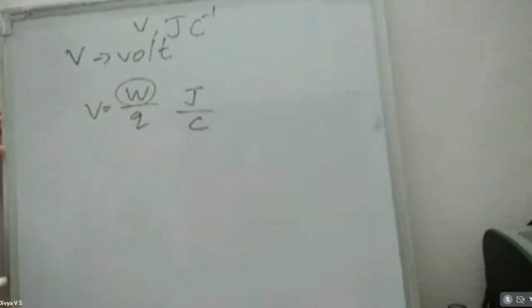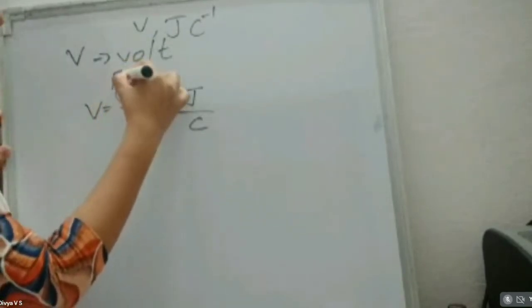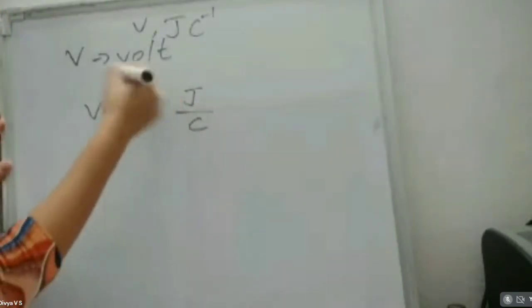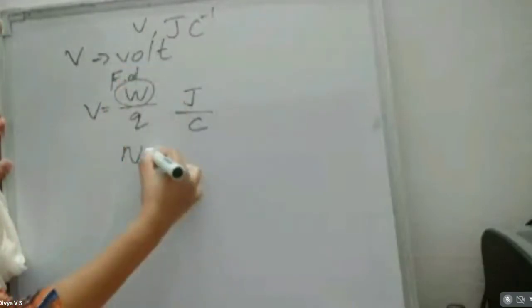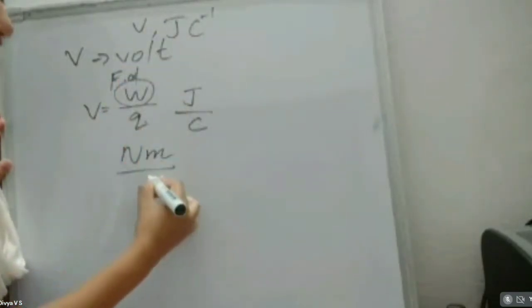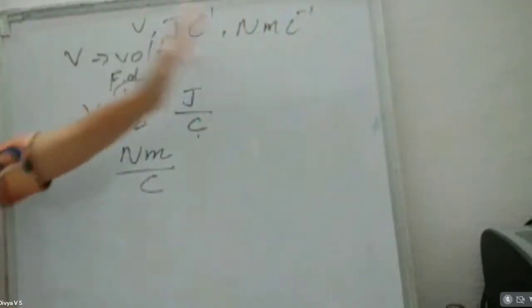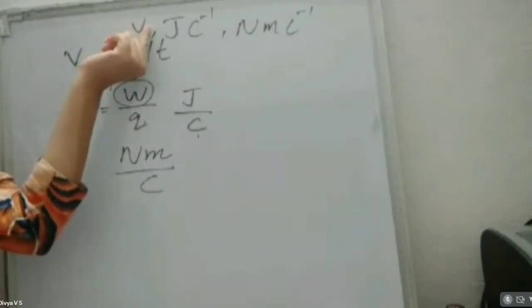Also, work done we can write as force into distance, isn't it? F into D, force into distance. So another unit we can derive from here: force is Newton and distance is meter, divided by charge, that is coulomb. So Newton meter per coulomb. So these three units can be used for potential, and commonly we are using only V.